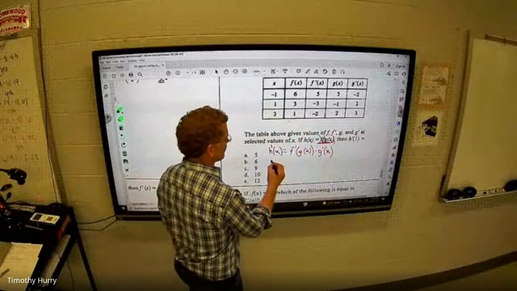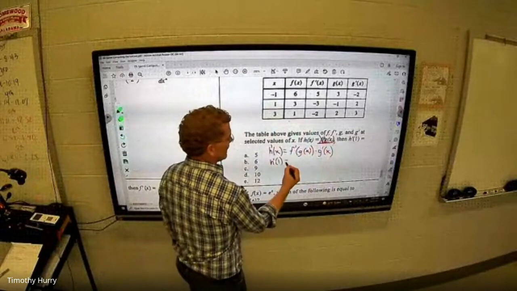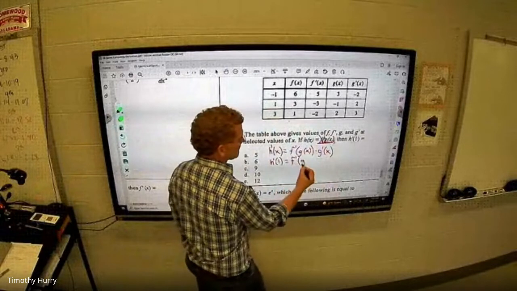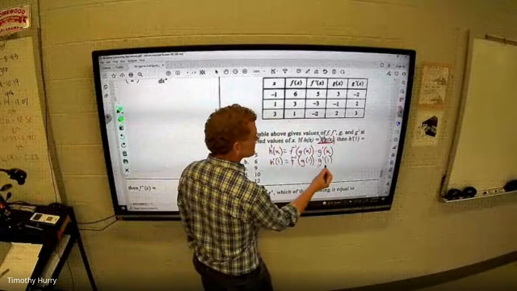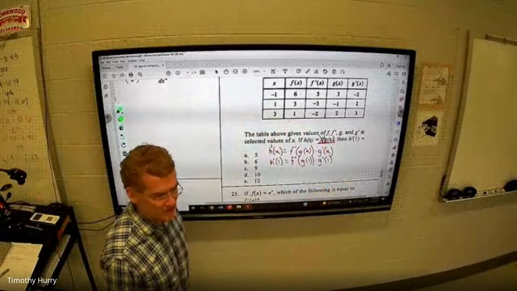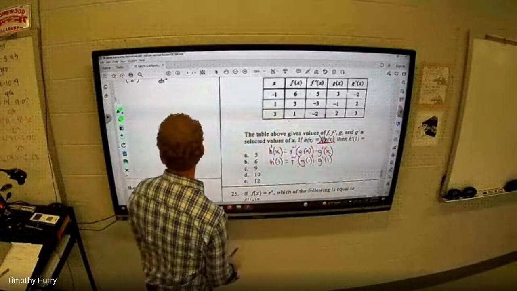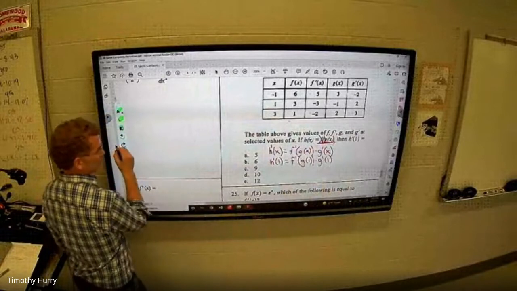And then for h prime of 1, I come in here and I plug a 1 in. But guys, don't look at this as a product rule. It is not a product. Now, this is a product at the end, but I don't have to take the second derivative. So what do I do first for this? Plug in.